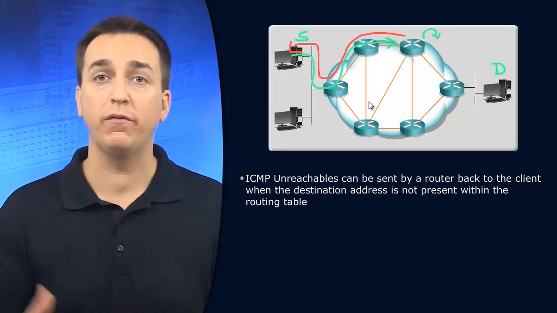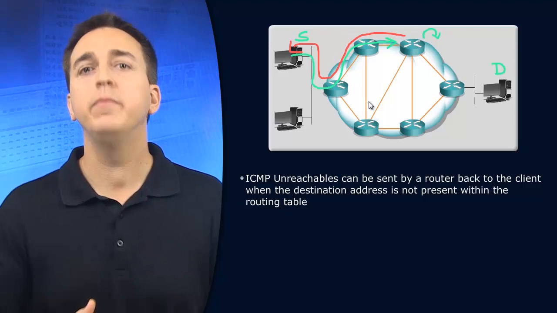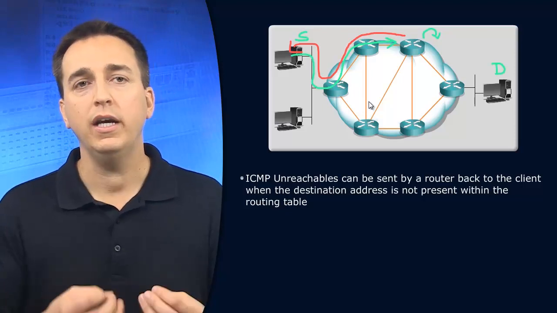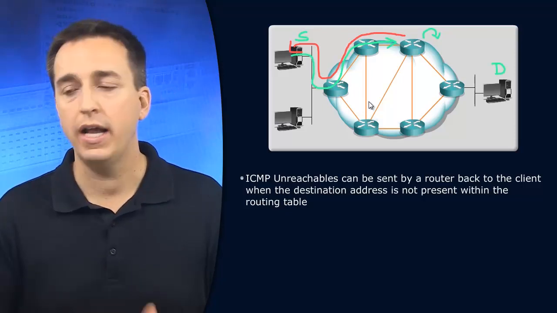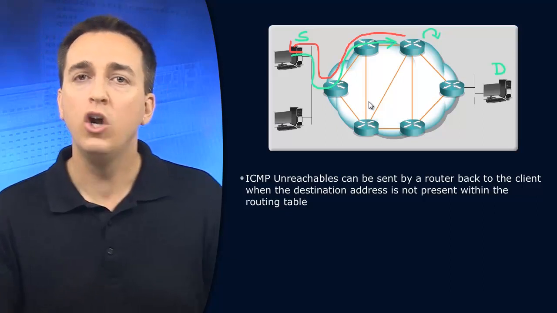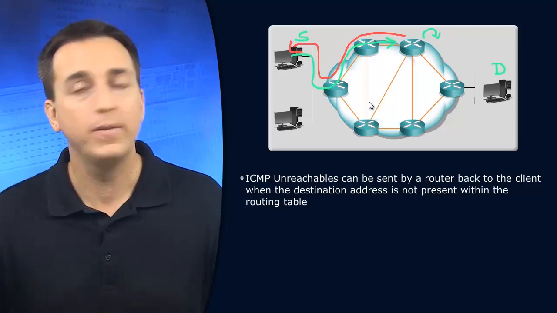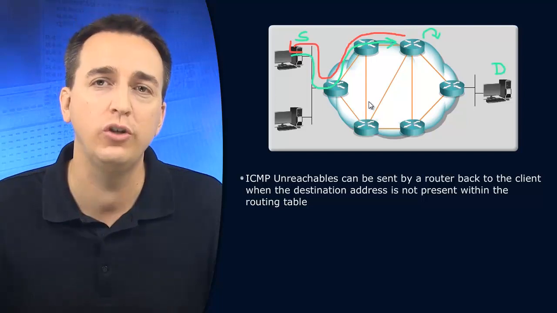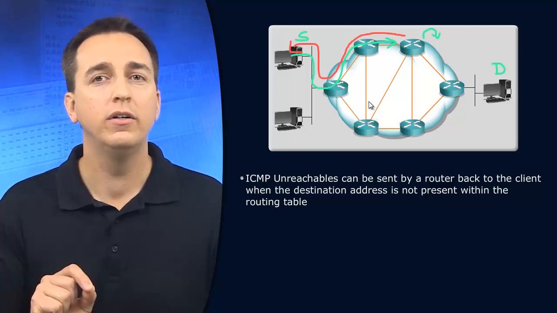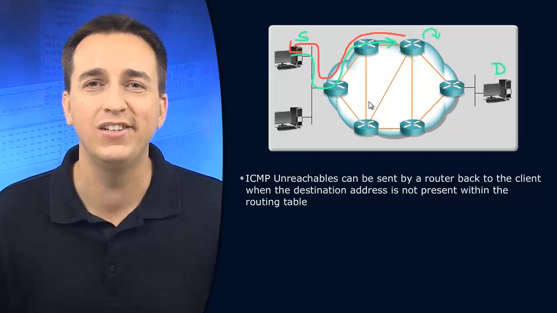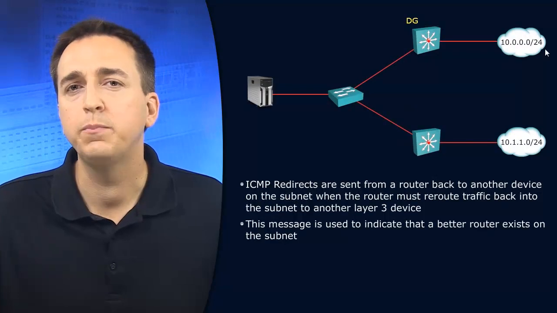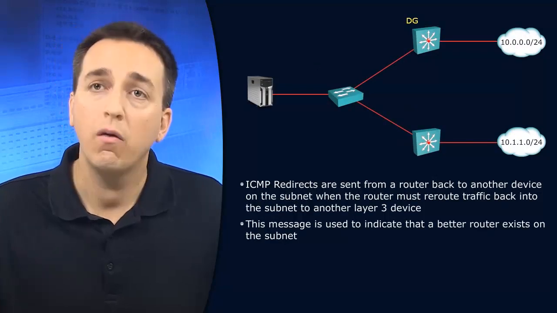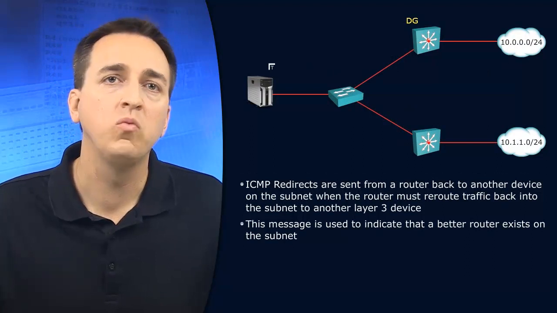And this is really great from a troubleshooting standpoint. As an administrator, I can look at that ICMP unreachable message and I can see that that particular router responded back saying it does not have a specific entry. So now we can go to that router and we can start troubleshooting why it does not know how to reach that destination network.